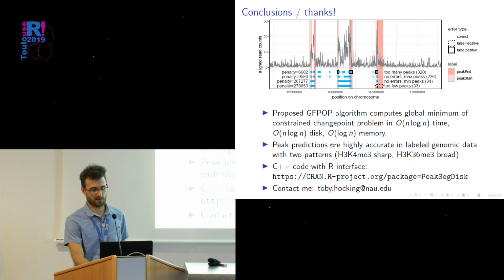And so the peak predictions, like I showed on the last slide, are highly accurate in labeled genomic data sets with 2 different kinds of patterns, unlike some of the previous baseline algorithms. And we have, again, this PeakSegDisk R package, which implements this algorithm in C++ code with a nice R interface.